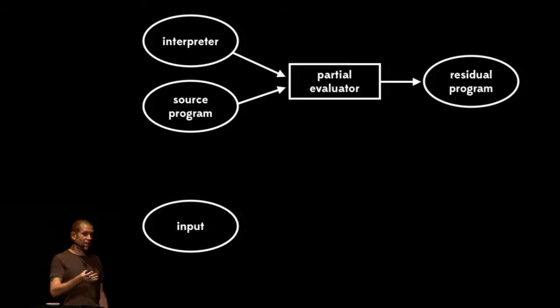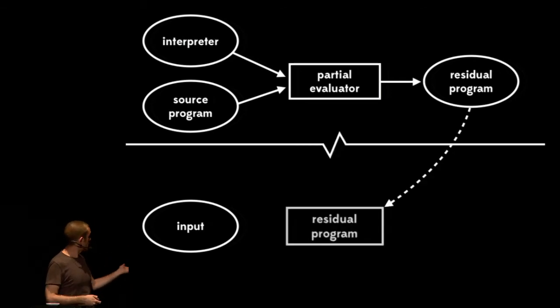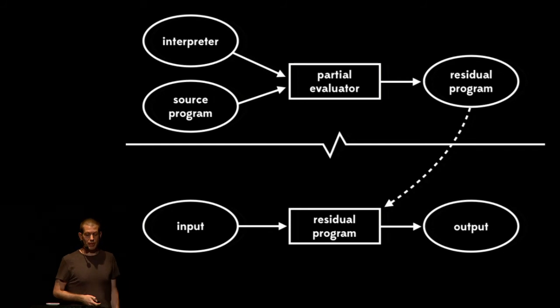So the partial evaluator does the work of executing as much of the interpreter as possible based on the source program that's going to be fed to the interpreter, and produces this residual program. And then later on, you can take your residual program, feed your runtime input into it, and get some output.